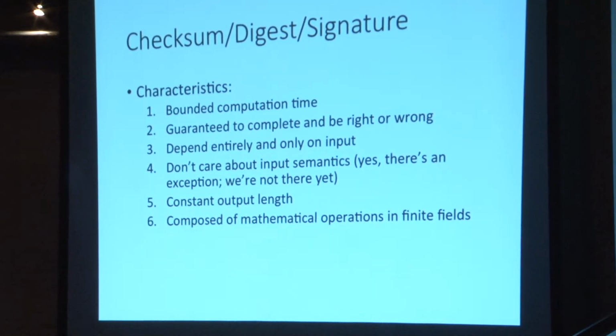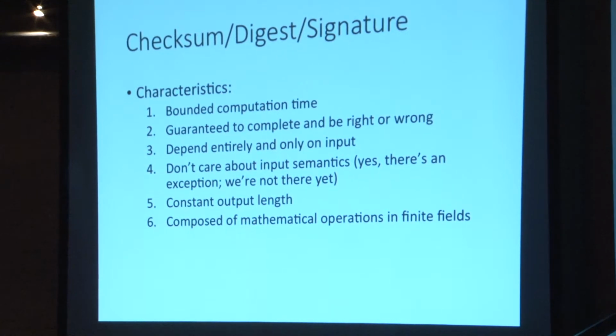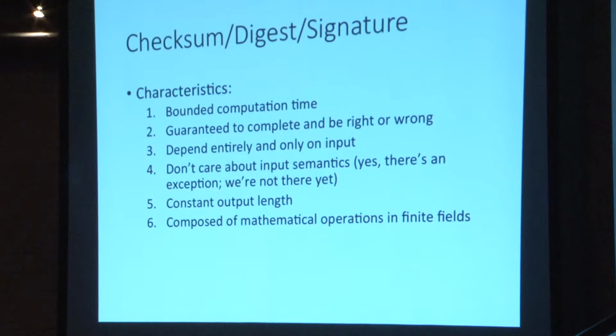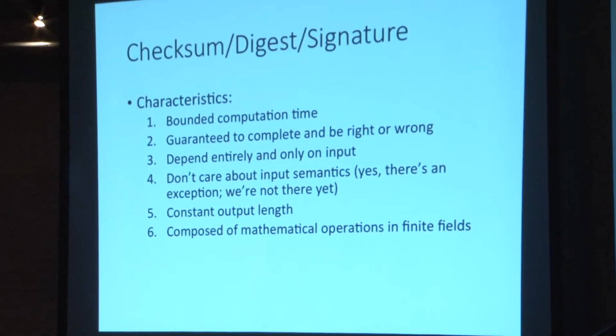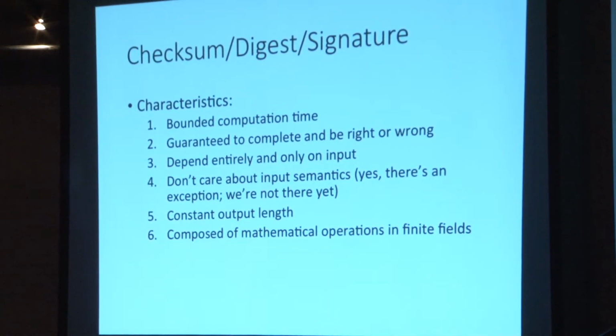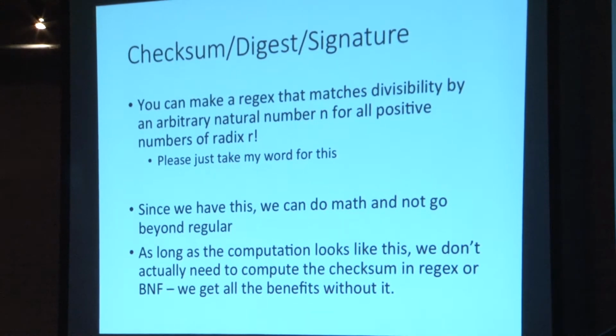Constant output length simply means that it will be within regular. If it had an unbounded output length, then it could be at best context-free simply because it would not have bounded state. And then composed of mathematical operations in finite fields, which is what I was just mentioning with the whole divisibility by 5. The way that we construct that finite state automaton is basically by creating a machine that, by adding and shifting, computes the modulus continuously of whatever input it gets.